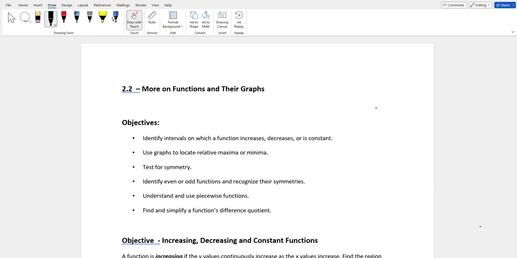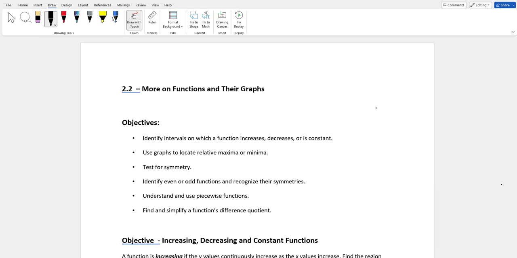Today we're going to talk about more on functions and their graphs. This will be a two-part video. This video is part one. We're going to talk about how to identify intervals on which a function increases, decreases, or is constant.